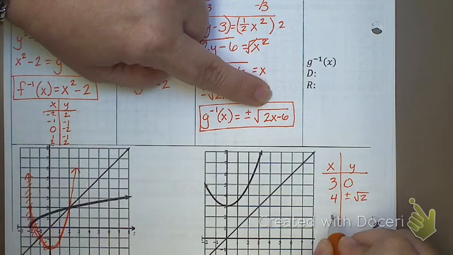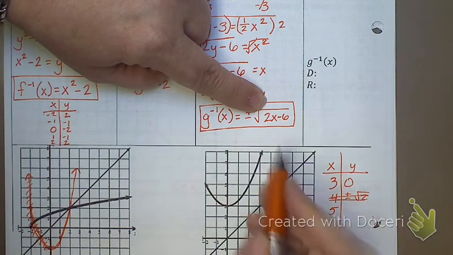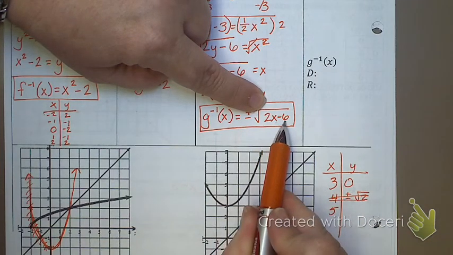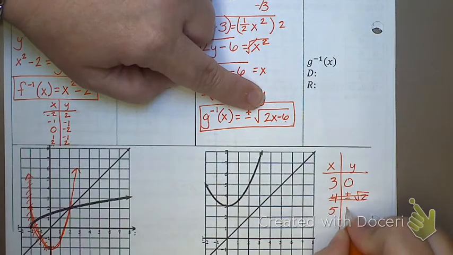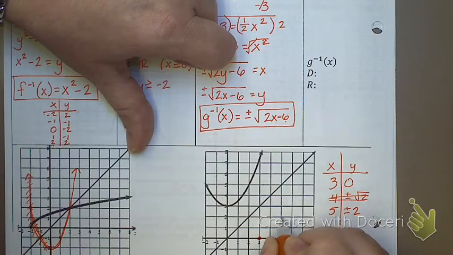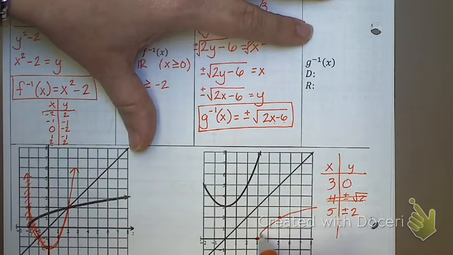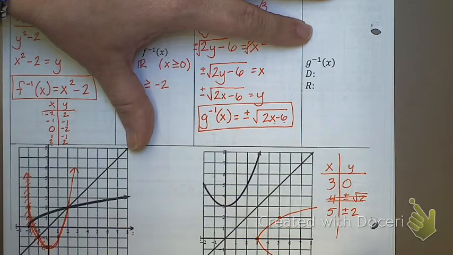Let's see, 5, that'd be 10. Let's do 5. That one's better. 2 times 5 is 10, minus 6 is 4, square root of 4 is 2, so I have positive and negative 2. So let's see, (3, 0), (5, 2), and (5, negative 2), and that's about all I'm going to be able to fit. So again, that one was kind of ugly.